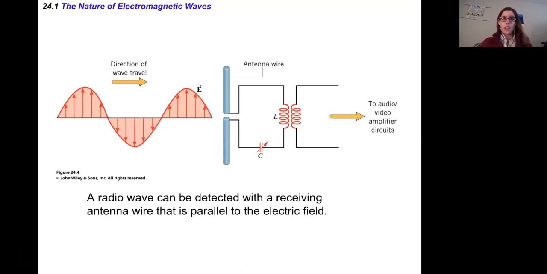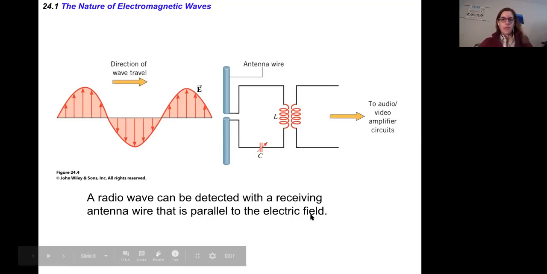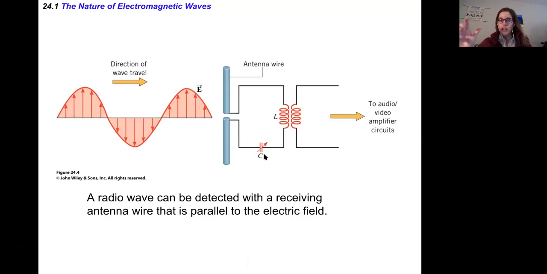AM and FM, those numbers like 102.5, that's a number of hertz. I believe it's 102.5 megahertz or 91.5 megahertz. So that's the resonant frequency that you need to adjust to, and you could do the calculations to know what capacitance you would need to set to. But instead, we just have it already do the calculations for us. As we turn the knob, it tells us the frequency there. So that's how we can detect the electric field with an antenna wire.